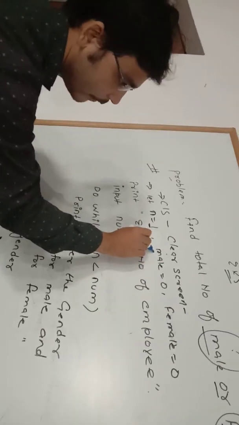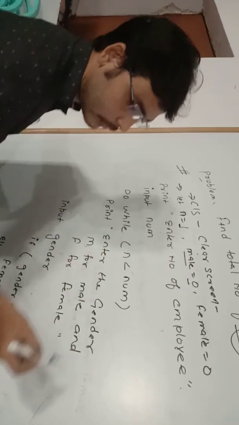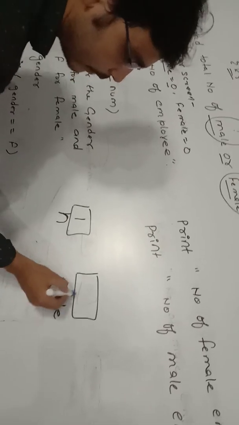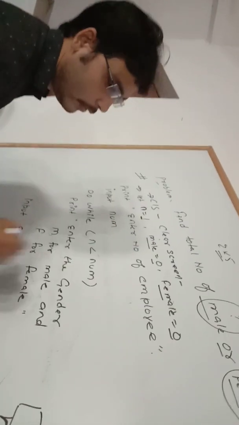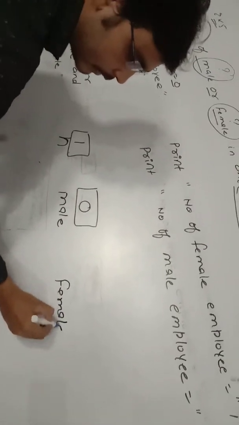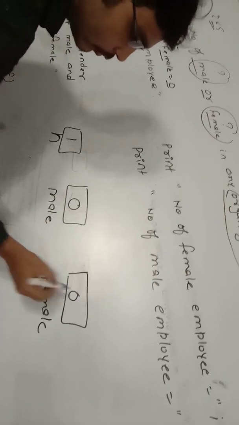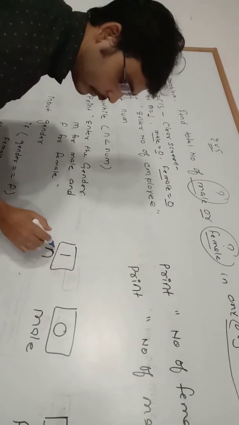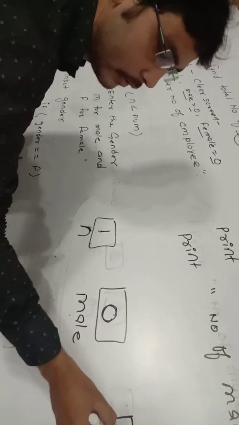Second, assign the value male equal to 0. Suppose this one is the male box, and the value is 0, and the female value is 0 as well. These are the three boxes. The box name is n, this box name is male, this box name is female, and they keep the values 1, 0 and 0. The one line is completed.